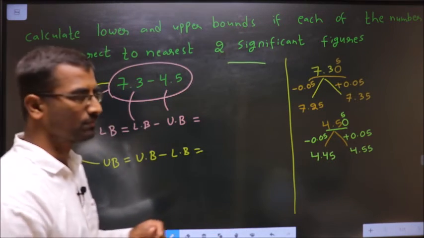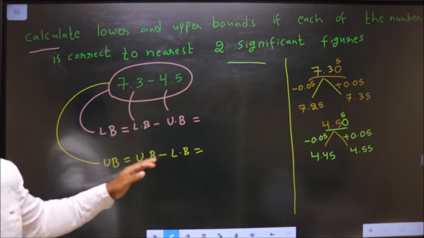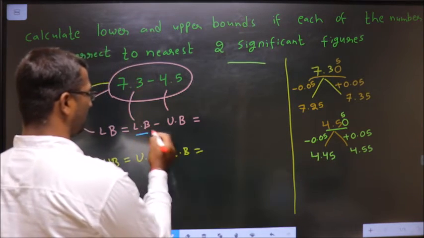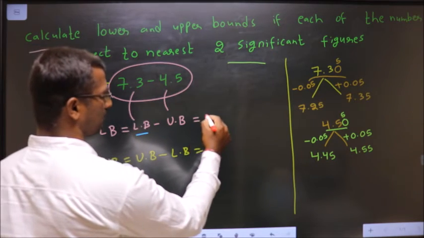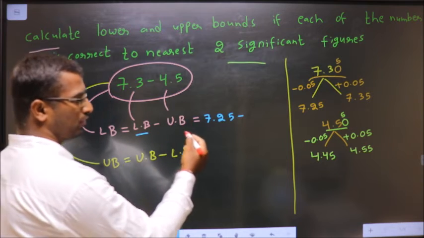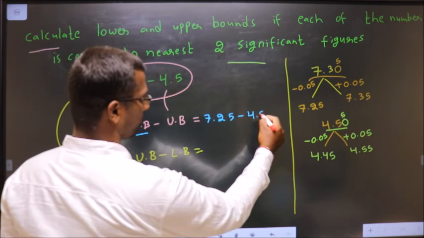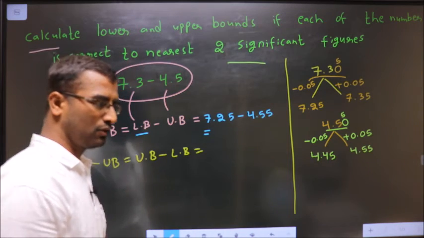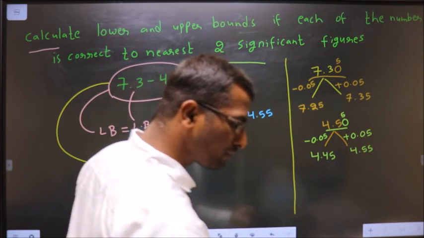Clear? Now, let us replace the values here. So the lower bound of 7.3 is 7.25, minus the upper bound of 4.5, which is 4.55. Put this in the calculator. You get 2.7.